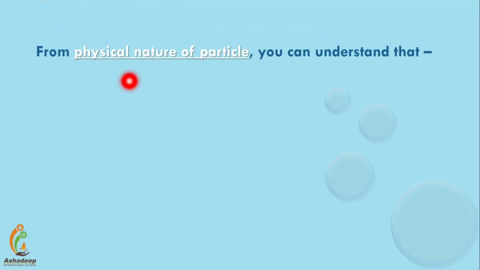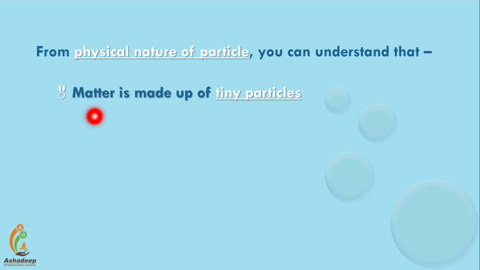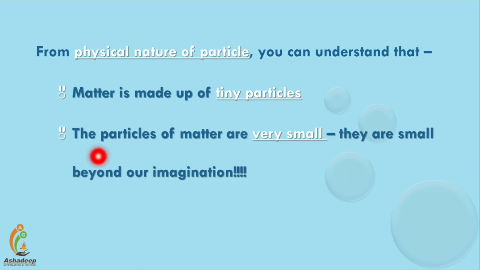From the physical nature of particles, you can understand that matter is made up of tiny particles, which we have already seen in the first activity, and particles of matter are very small. They are small beyond our imagination. So when a crystal of potassium permanganate can color 8 to 9 beakers, you can imagine the size of the particles. They will be very small, we cannot see them with our naked eyes.